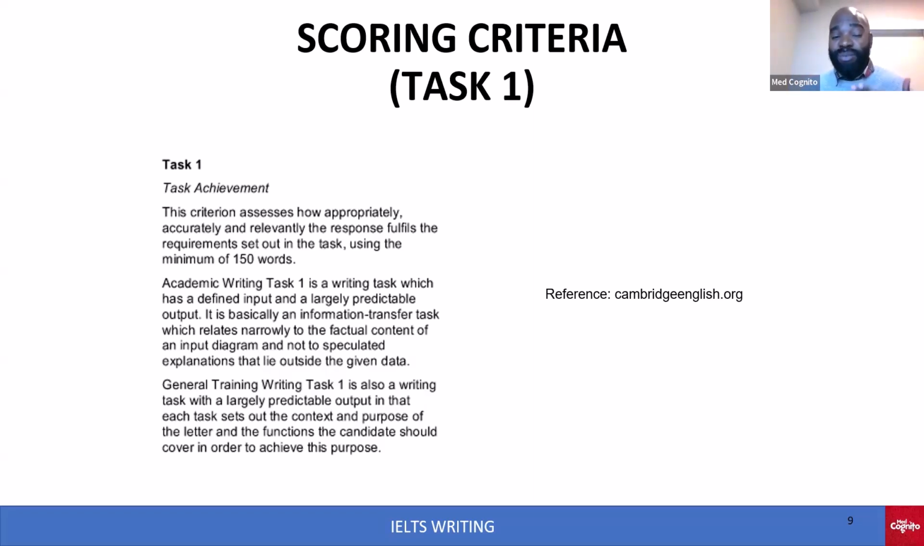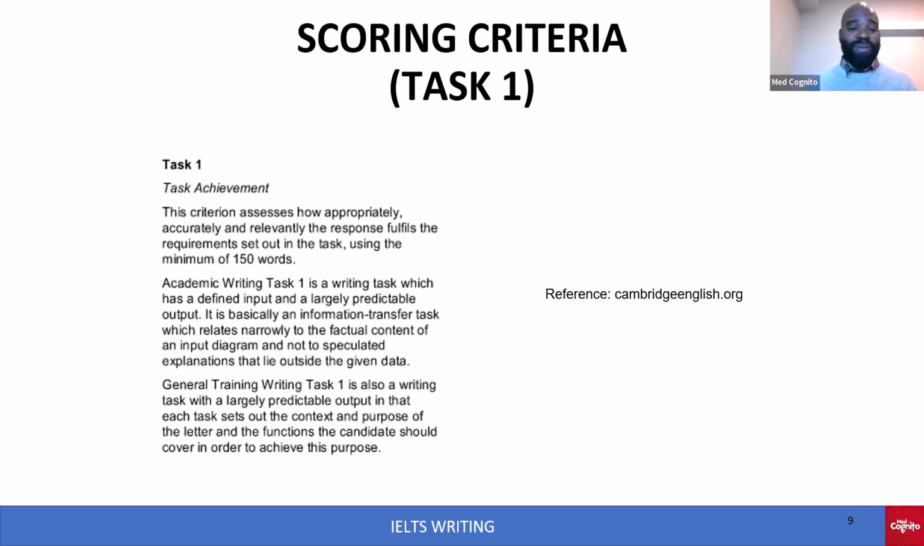This assesses how appropriately, accurately, and relevantly the response fulfills the requirements set out in the task using a minimum of 150 words. Again, you'd have to meet the minimum criteria, usually 150 words. Academic writing task 1 is a writing task which has a defined input and a large predictable output.